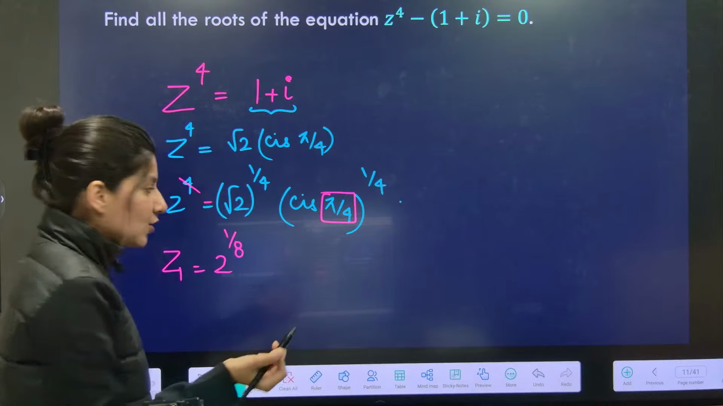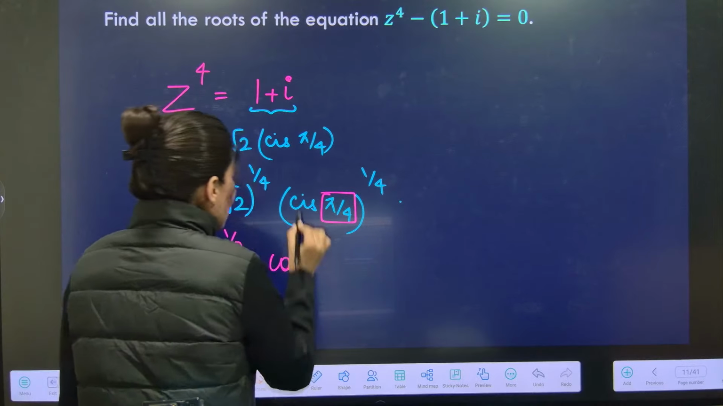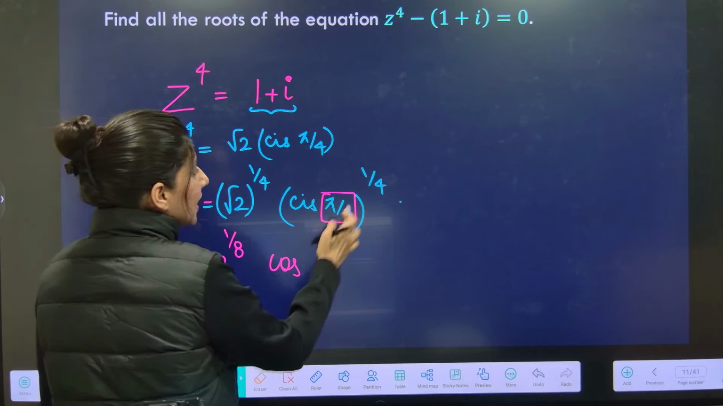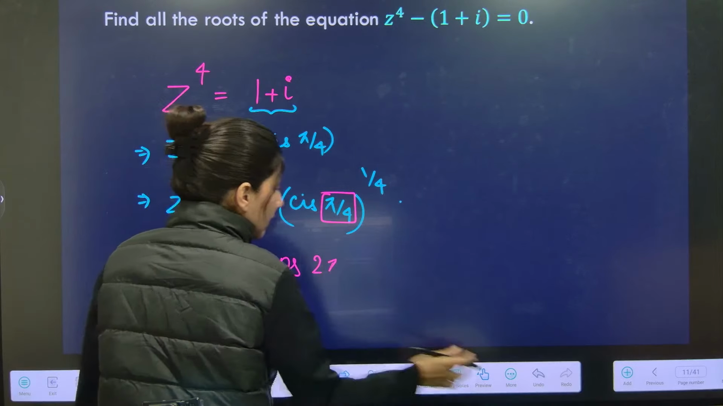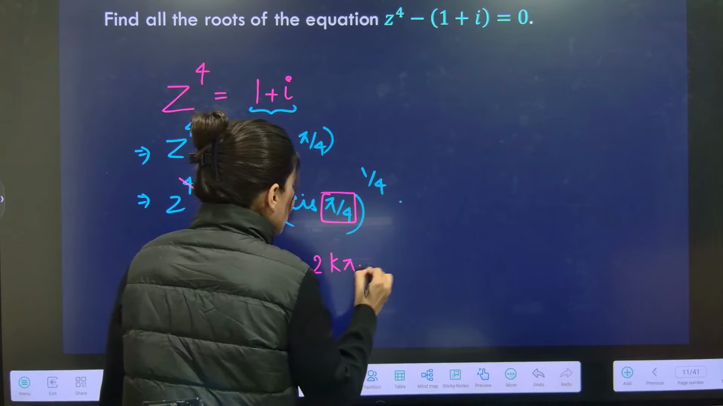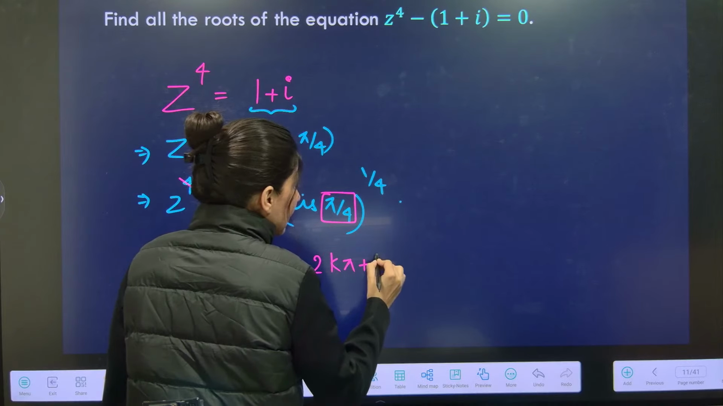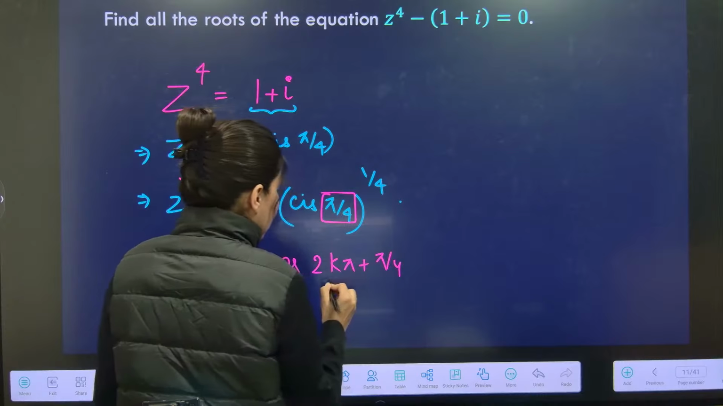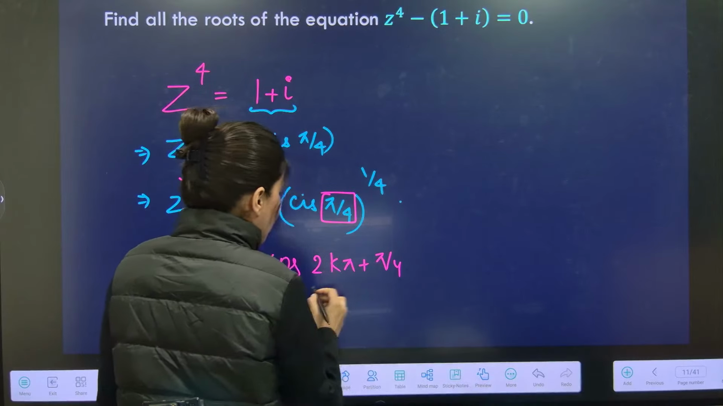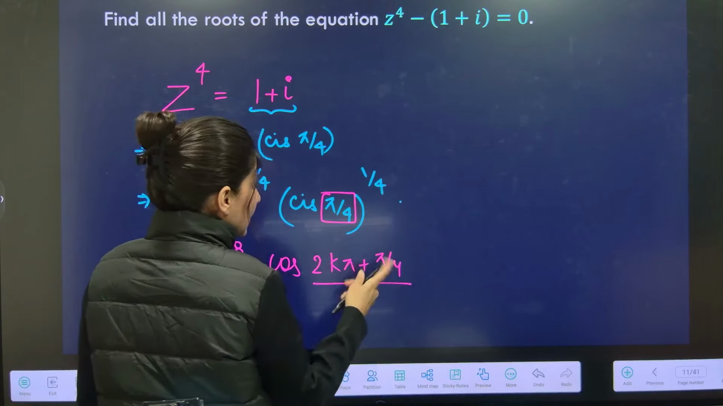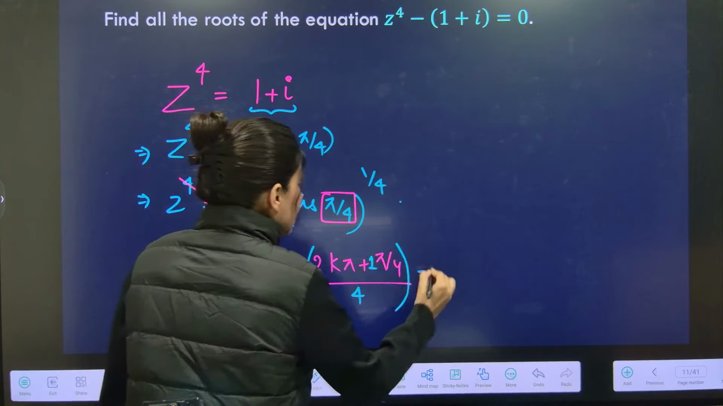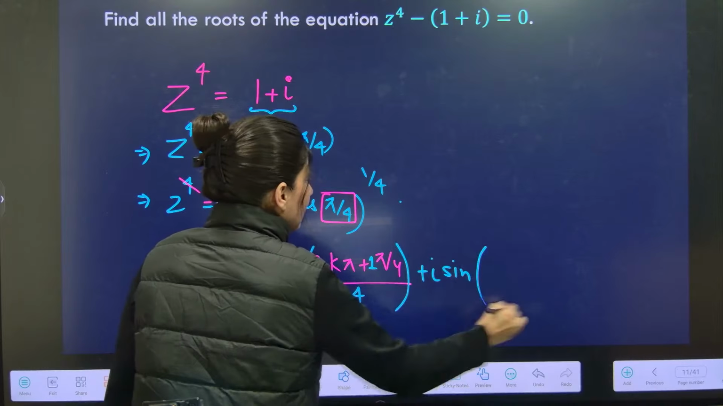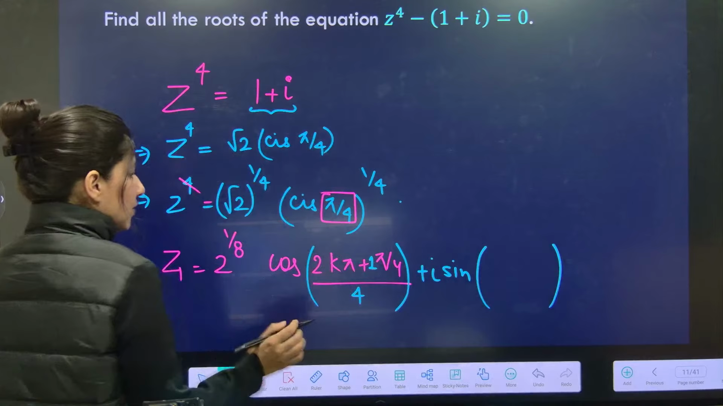Remember de Moivre's theorem? De Moivre's theorem says that (cos theta plus iota sin theta) power p by q is nothing but cos of (2k pi plus theta) upon p by q. Write it completely, do not take any shortcut. Theta is pi by 4 over here. So this is your p: p is 1 and q is 4. Plus iota sine, the same thing is going to happen over here. So this is what your z is.